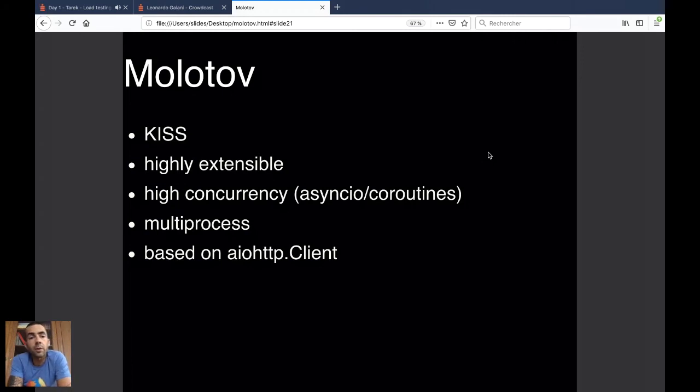You can run several processes. So for example, when you write a Molotov test, you can send, I don't know, like 1,000 concurrent requests on a single endpoint, and then you can run several processes. So at the end of the day, from a single box, you can create a lot of load. It's based on aiohttp, which is a framework based on asyncio. And it's very, very simple to write load tests using Molotov.